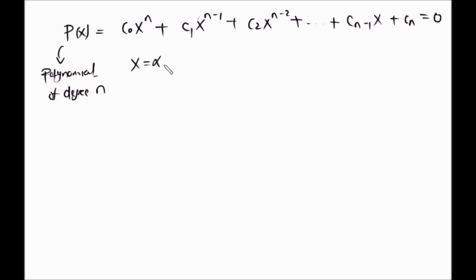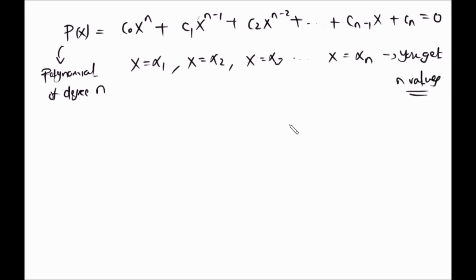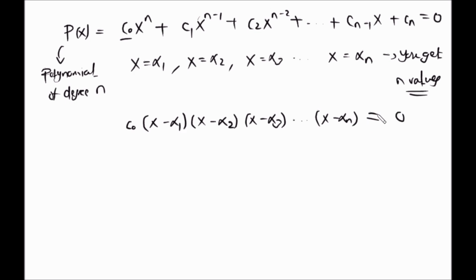Kwa hiyo tutakuwa tuna x sasa na alpha 1, x sasa na alpha 2, x sasa na alpha 3 na kuendelea mpaka x sasa na alpha n. Jumla zitakuwa nini? You get n values. Yeah. So nikifactorize hii c not tumeona inakaa nje, and then x toa jibu, x toa jibu na kuendelea mpaka x toa alpha n sasa na 0 nikifactorize. So when you solve a polynomial of degree n, you're gonna get n values.